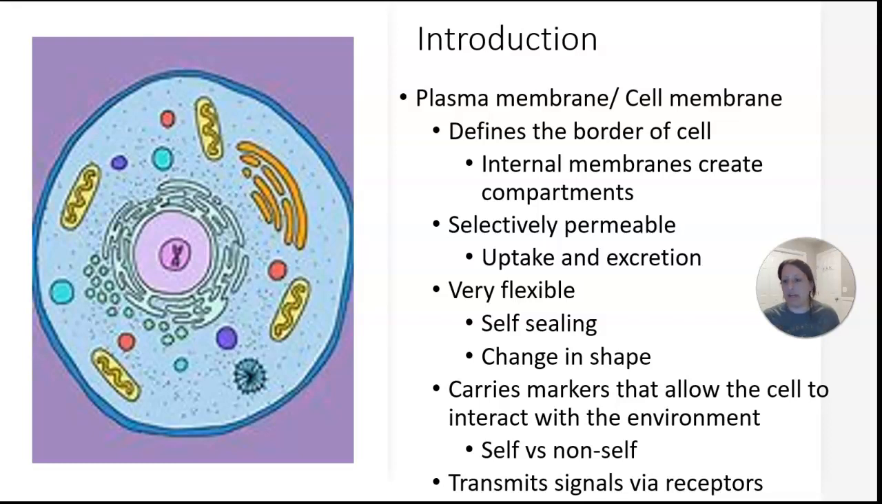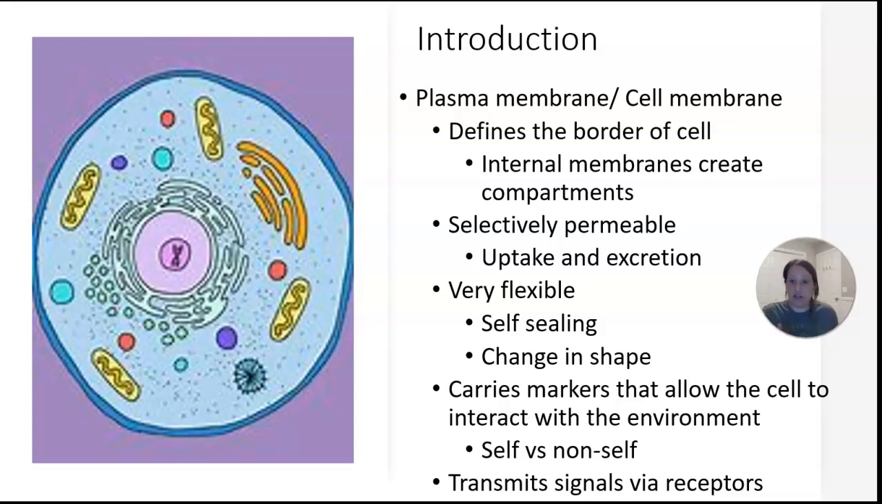The plasma membrane is also known as the cell membrane. Those two terms can be used interchangeably. They mean the same thing. The plasma membrane is going to define the border of the cell. It separates the inside of the cell from the outside of the cell.